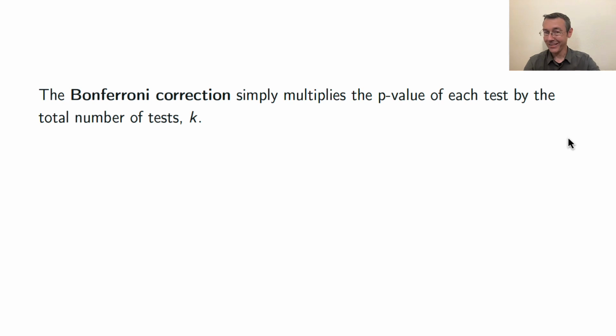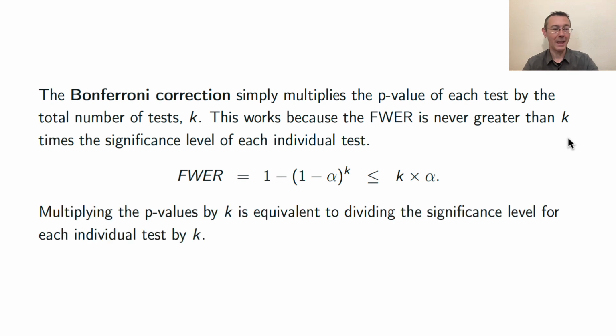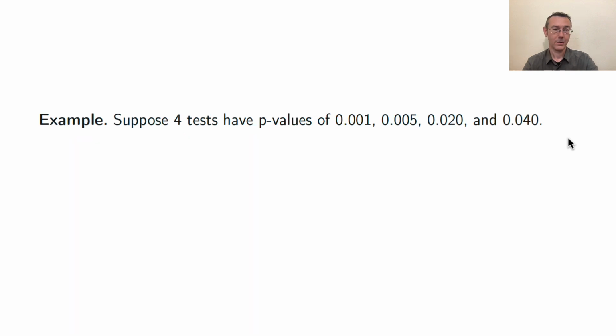The Bonferroni correction is super simple. It just says, take the p-values that you have and multiply each one by the total number of tests, k. And that works because the family-wise error rate is never greater than k times the significance level of each individual test. And here's a line of math that shows that. I won't say too much about that. Equivalently, multiplying the p-values by k is the same as dividing the overall significance level of the test by that k. So if you have 5 tests at alpha equals 0.05, you can think of it as a cutoff for statistical significance of 0.01.